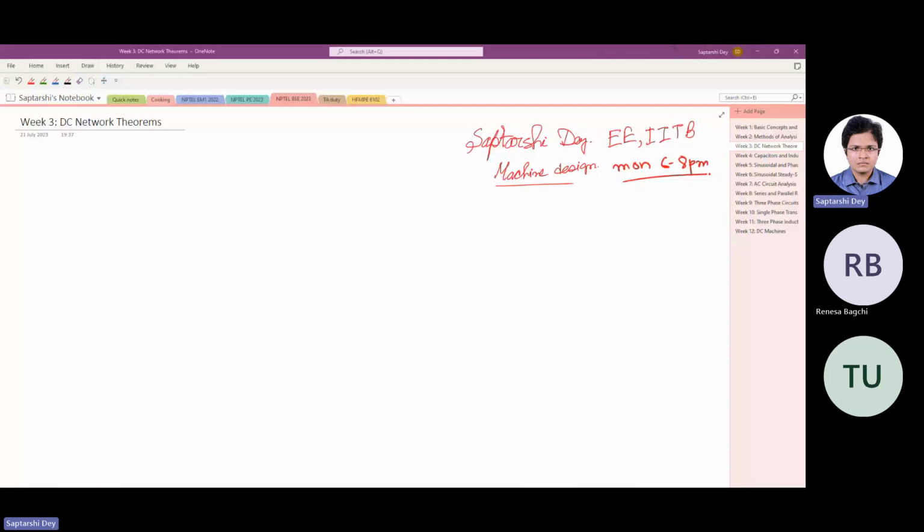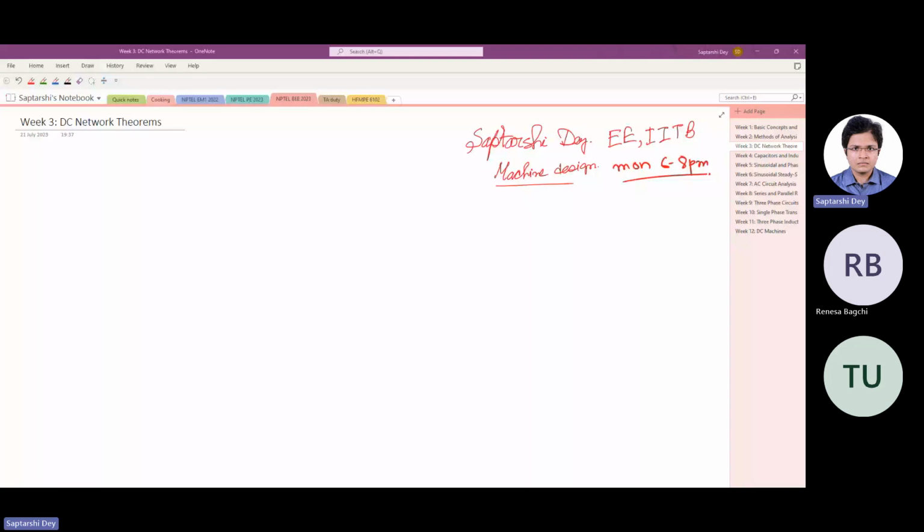So, this is the third session of the doubt clearing classes of the course Fundamentals of Electrical Engineering by NPTEL. The instructor is Professor Debupriyo Dash from IIT Kharagpur, and I am Saptarshi De. I'm a PhD scholar at IIT Bombay, Department of Electrical Engineering. I work on machine design for my PhD. And there are three doubt clearing sessions every week. I take this one every Monday, 6 to 8 p.m.